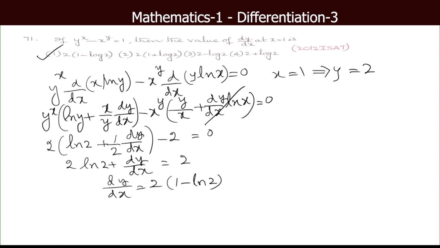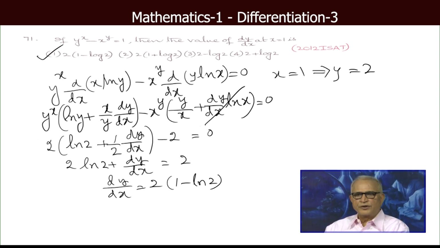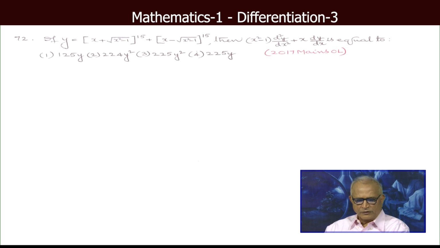Okay, EAPCET stands for Indian Institute of Space Science and Technology. Next, question 72. If y equals (x plus root of x square minus 1) whole power 15 plus (x minus root of x square minus 1) whole power 15, what is the sum of (x square minus 1) d2y by dx2 plus x dy by dx? This was 2017 online.